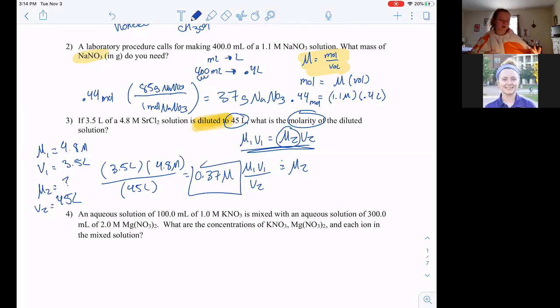Also, units are very important, so you can see, okay, these units cancel out. The unit that's left over is molarity. I'm going to have molarity as my unit. It's a way to double check that you did the problem right.